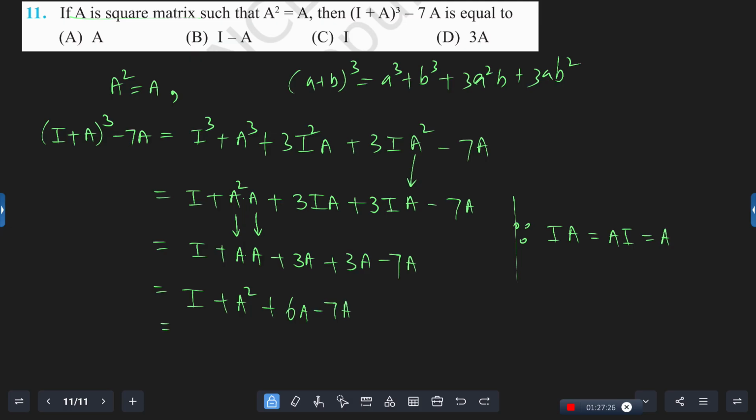A square I know is A again. So here this will become A again. Plus, when you subtract these both, what will you be getting? Minus 1 A. So A minus A is 0. So I plus 0 is equal to I. I you will be getting. What is the answer? Then C. Okay, answer C you will be getting.